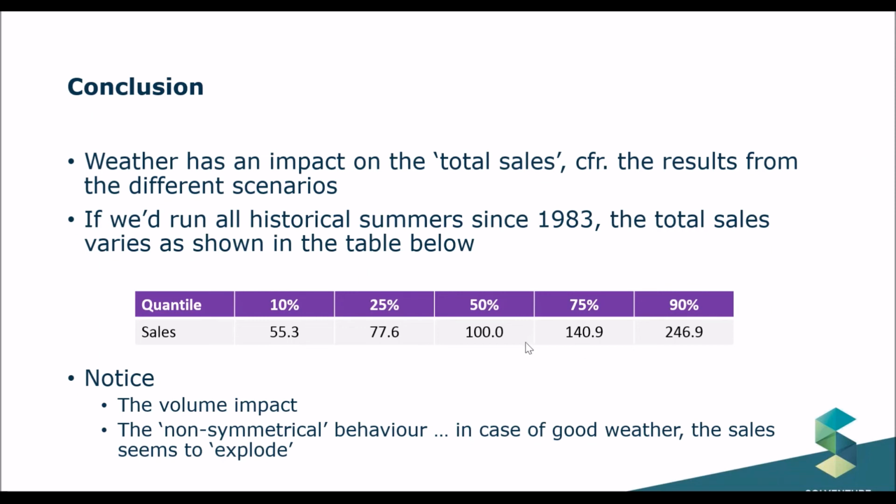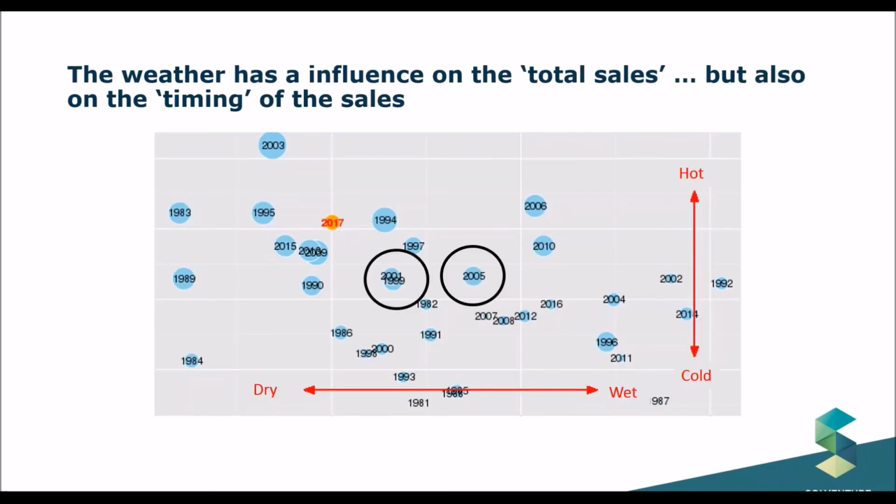And something else you can see is that it's not symmetrical. So if we have a very cold and wet summer, the sales will be only half of, you could say, the average summer. But if we have a very good summer, well, it's not just a factor 2, it's even more than a factor 2. So it's non-linear, it's not symmetrical. In case of good weather, you could say the sales really seem to explode. That's also the huge peak we have seen in the 2015 data.